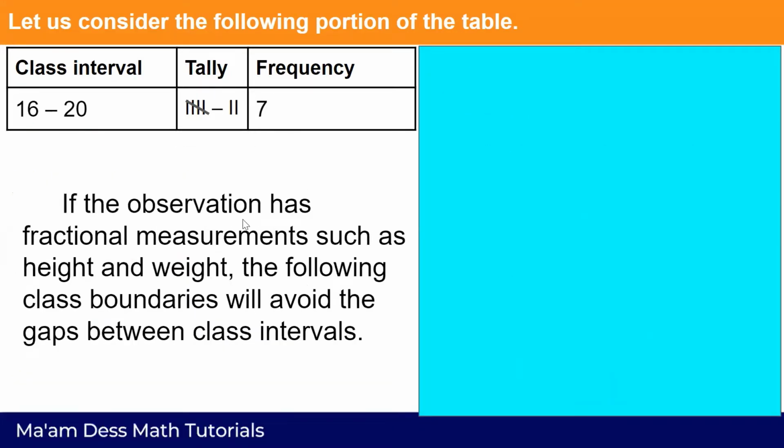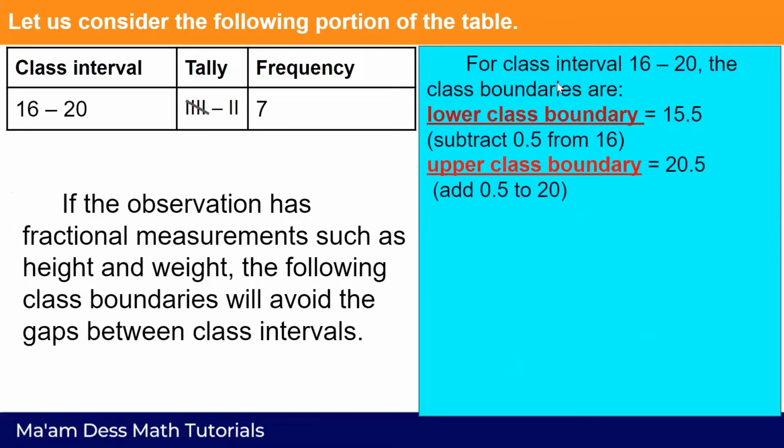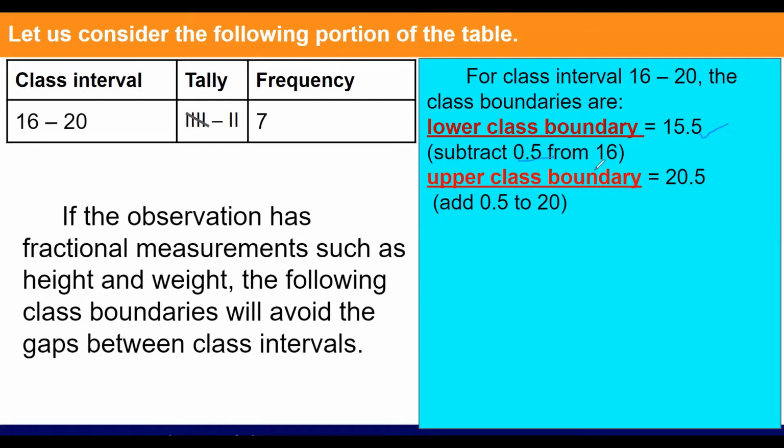Next. If the observation has fractional measurements such as height and weight, the following class boundaries will avoid the gaps between class intervals. For class interval 16 to 20, the lower class boundary is 15.5. So, paano po nakuha si 15.5? Subtract 0.5 from 16. Dun sa lower limit natin, magsusubtract po tayo ng 0.5 para makuha si lower class boundary. Our answer is 15.5.